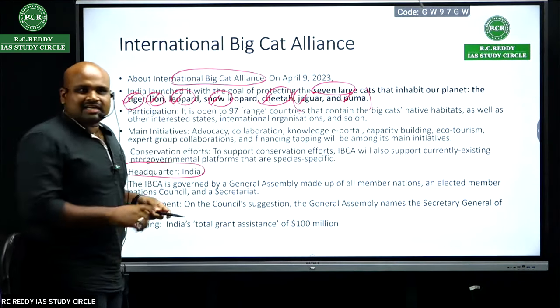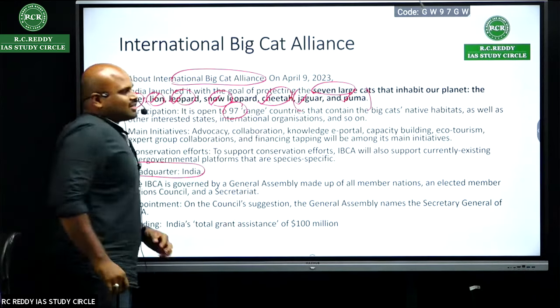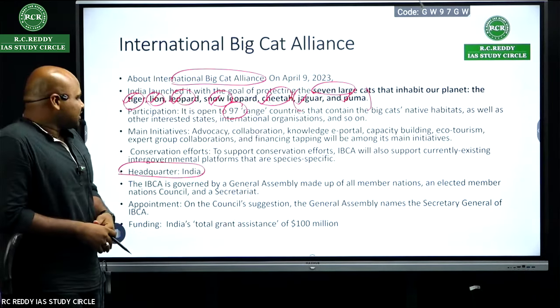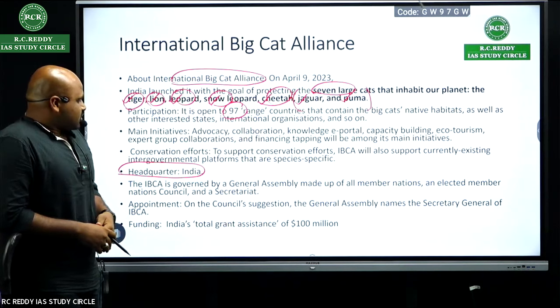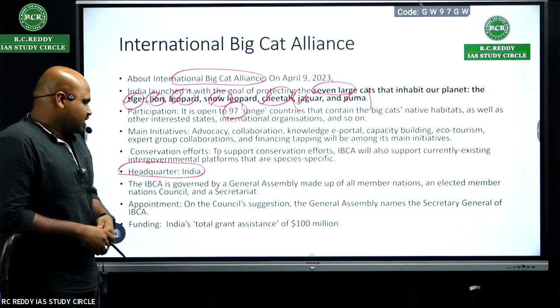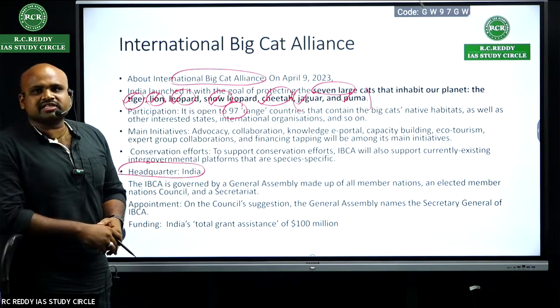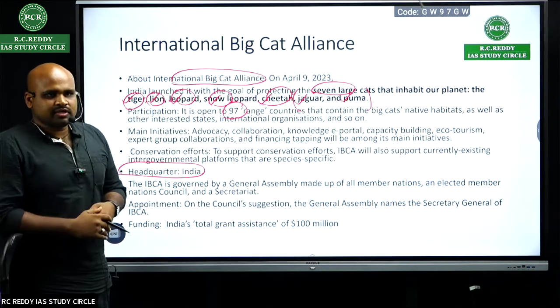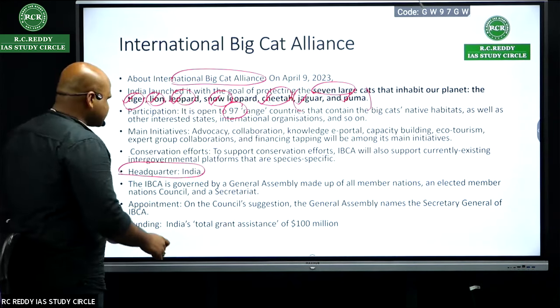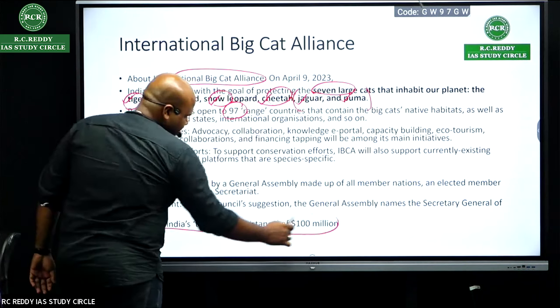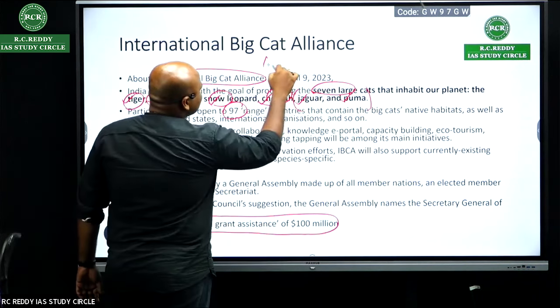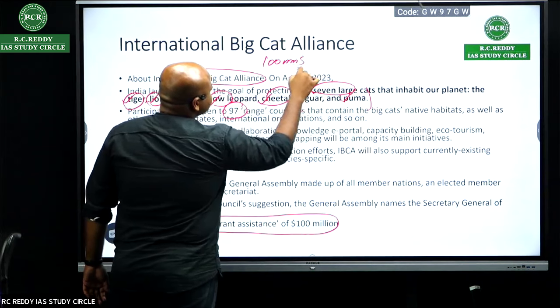How many countries are there in this? 97 countries are there, right? Where is its headquarters? India. What is the funding mechanism here? Majorly it is common pool resources. Just because the headquarters is in India, we see a $100 million grant being given by India.